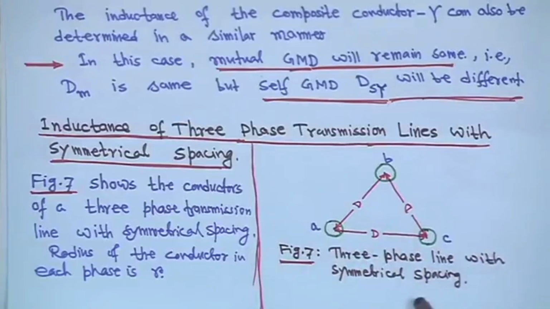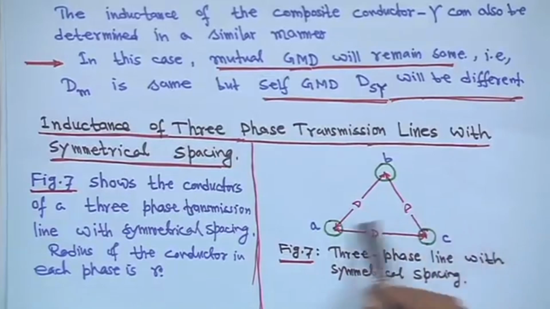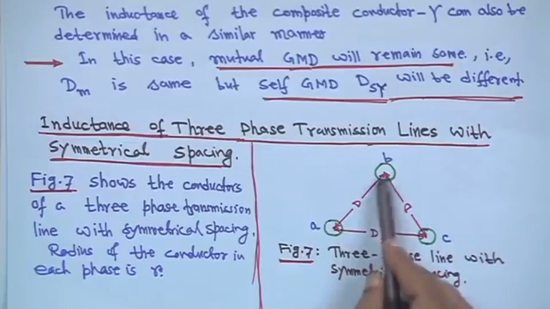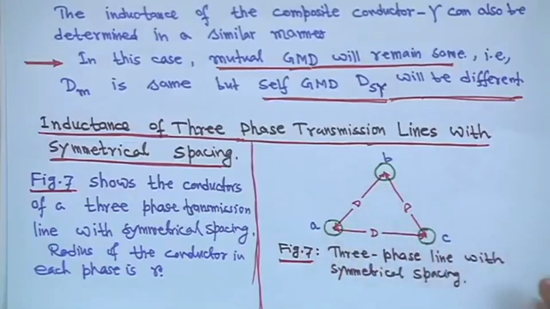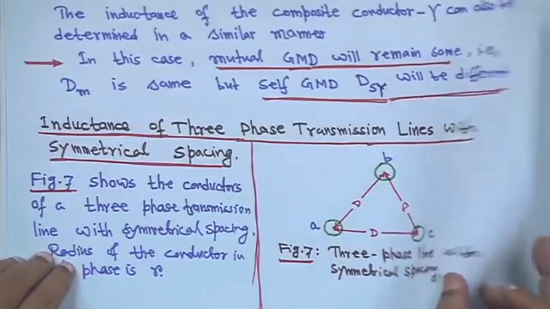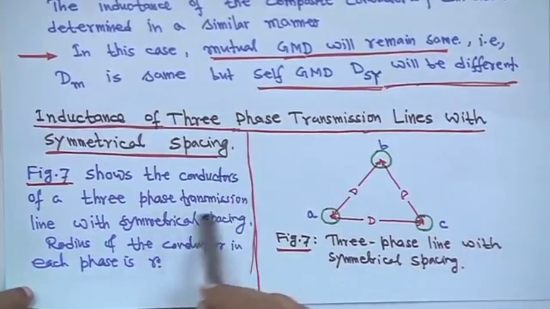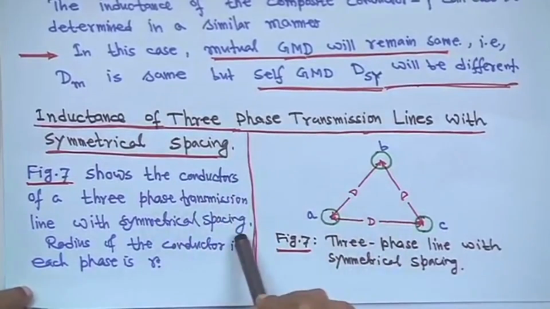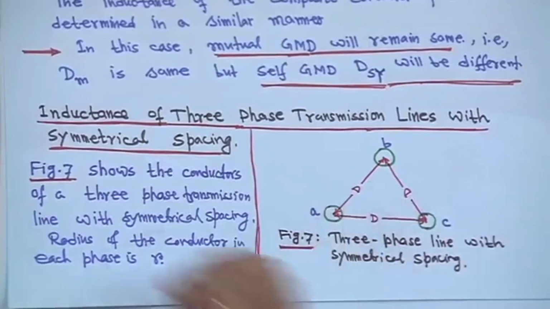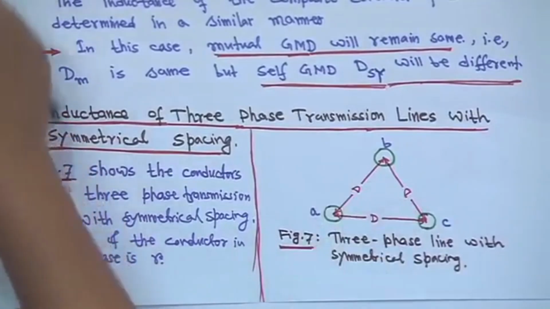So, this 3-phase line has symmetrical spacing, the distance d is the same, and the radius is also r for each conductor, right. This is figure 7. Figure 7 shows the conductors of a 3-phase transmission line with symmetrical spacing, and the radius of the conductor we have assumed is r, right.